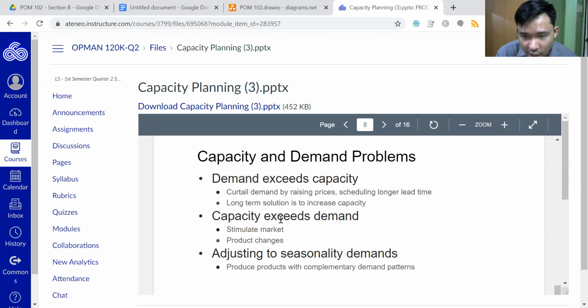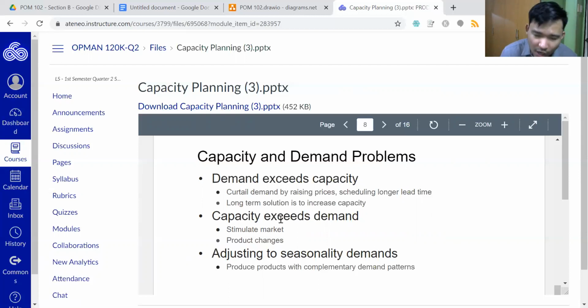All right, next is scheduling longer lead times. If we are able to schedule longer lead times, then we can produce more output, more products, because there's more time. Next, the long-term solution, of course, is to increase capacity. What this means is basically investing in equipment, more machines, maybe a bigger warehouse.